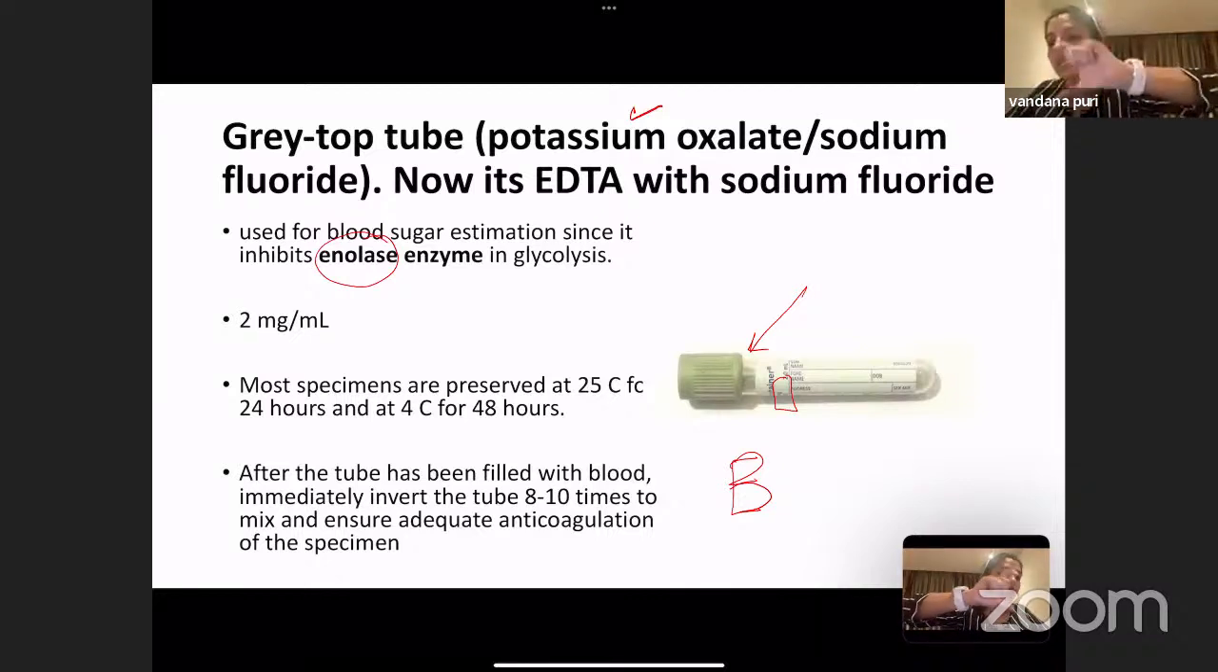Okay, invert it 8 to 10 times. That is the uniqueness of any EDTA tube. How many times should you invert it? 8 to 10 times. So that's your EDTA tubes that we have covered.